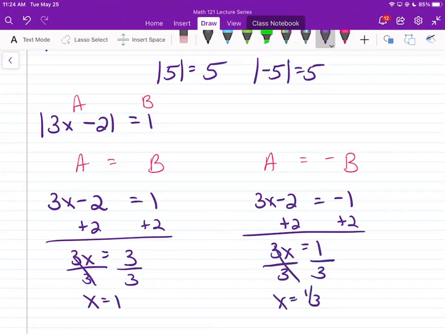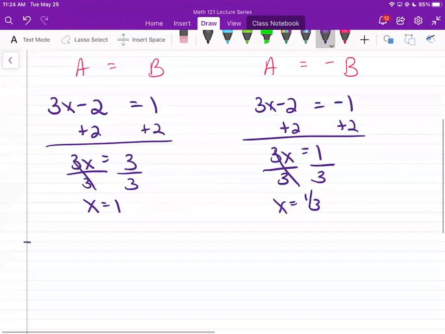It is important to take both of these equations and plug them back in to make sure they both work, because sometimes that negative can throw you off and you may have made a mistake, so you want to check to make sure both solutions hold true.